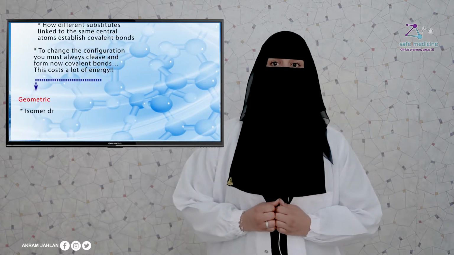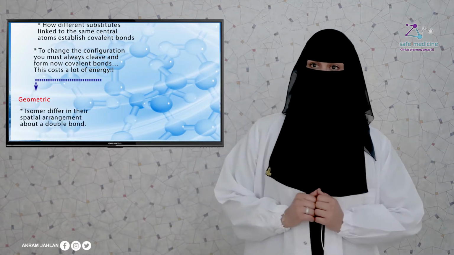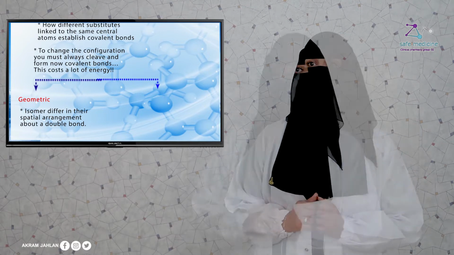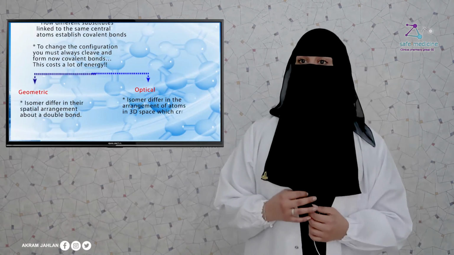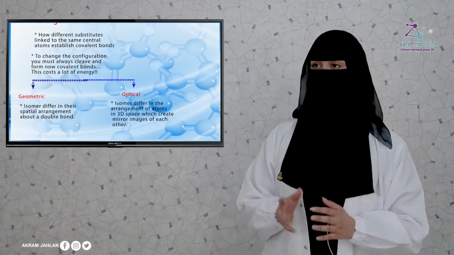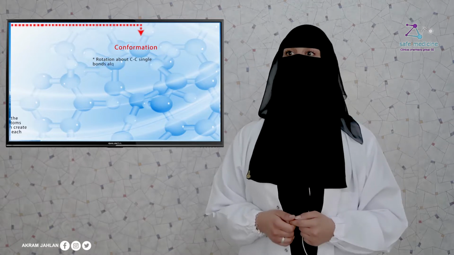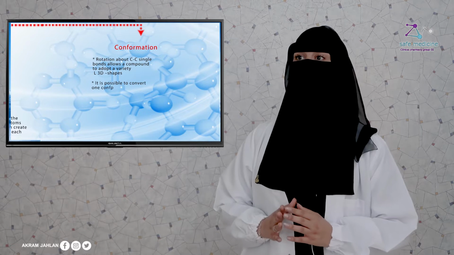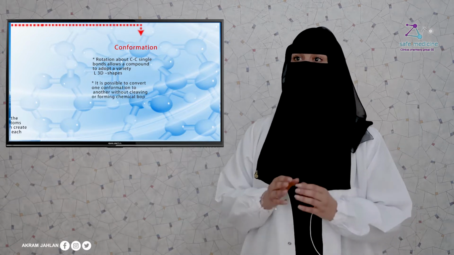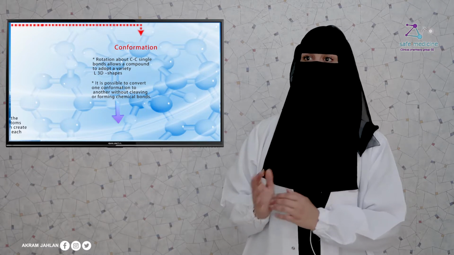Geometric isomers differ in their spatial arrangement about the double bond. Optical isomers differ in the arrangement of atoms in 3D space, which creates mirror images of each other. Conformation: rotation about a C-C single bond allows a compound to adopt different 3D shapes. It is possible to convert one conformation to another without breaking or forming a chemical bond.